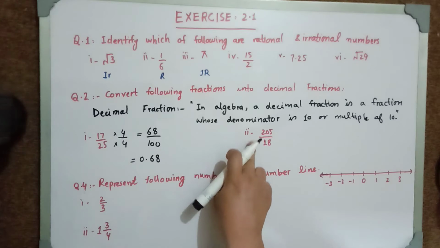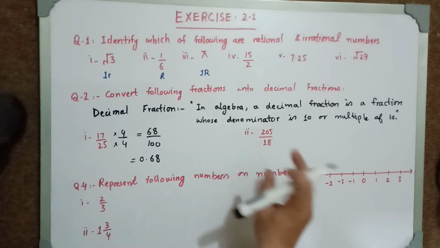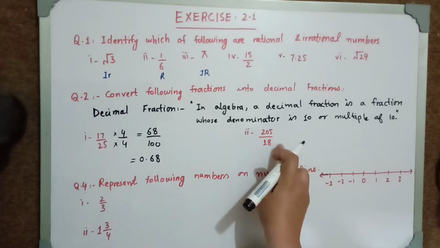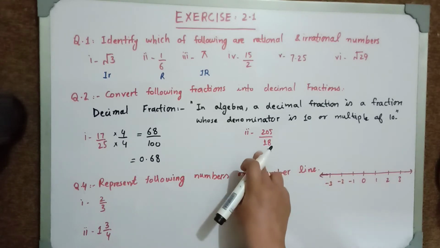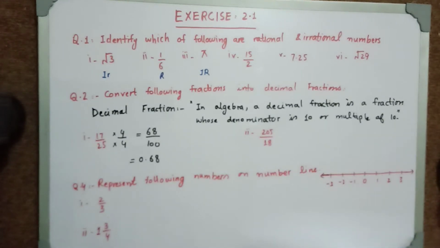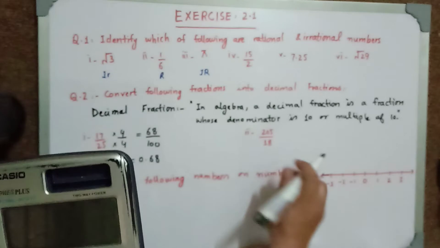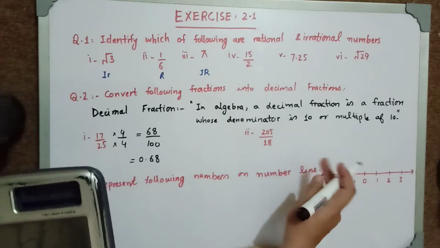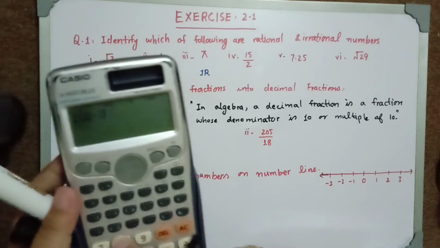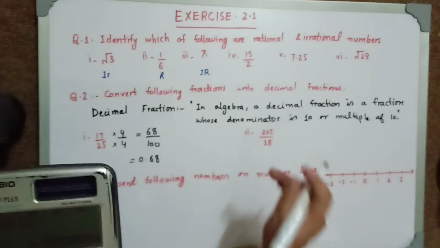Now let's see, in the second part, we have the fraction 205 over 18. It's a little bit more complex compared to the first one, because it's not easy to guess which number to multiply 18 by in order to get 100 or 1000. So there is a trick: if you are going to change this denominator to 100, then divide 100 by 18 to get that number. Okay, so let's do that. 100 over 18, and I get this number, 5.555. Okay, so this is the number.